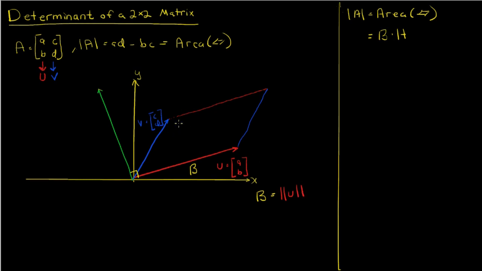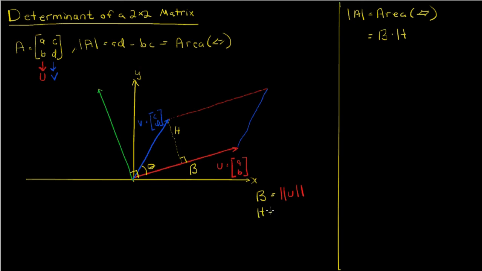The height is a different story. It's a little bit trickier to get a hold of, but if we drop a perpendicular here, and this is a perpendicular to B, we're going to call this magnitude H, which is the height of the parallelogram. And the height is dependent on V, but it's also dependent on this angle here. So we're going to go ahead and label this angle theta. Okay, and then obviously from our trigonometry class we know that this value here is equal to the magnitude of V times the sine of theta. So we're going to go ahead and write that down over here.